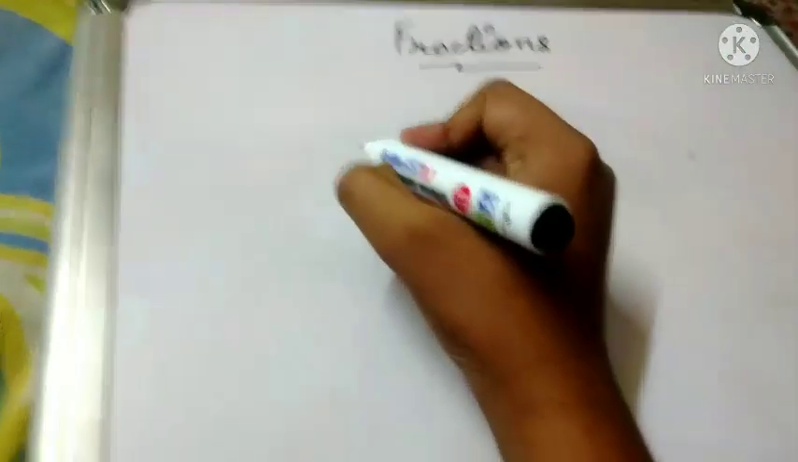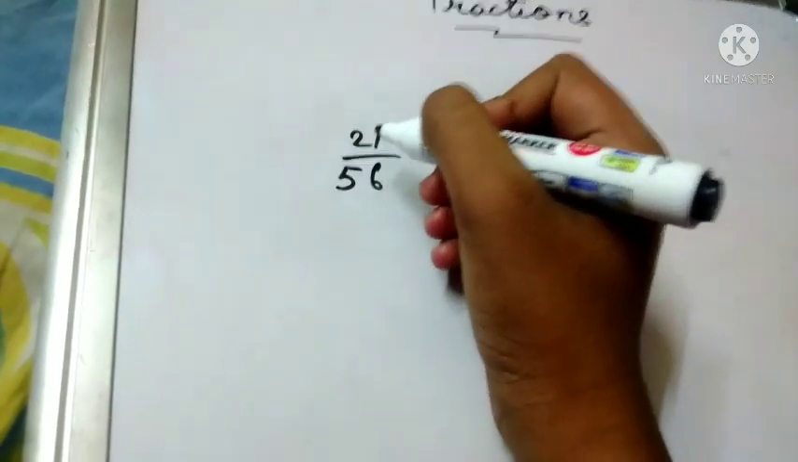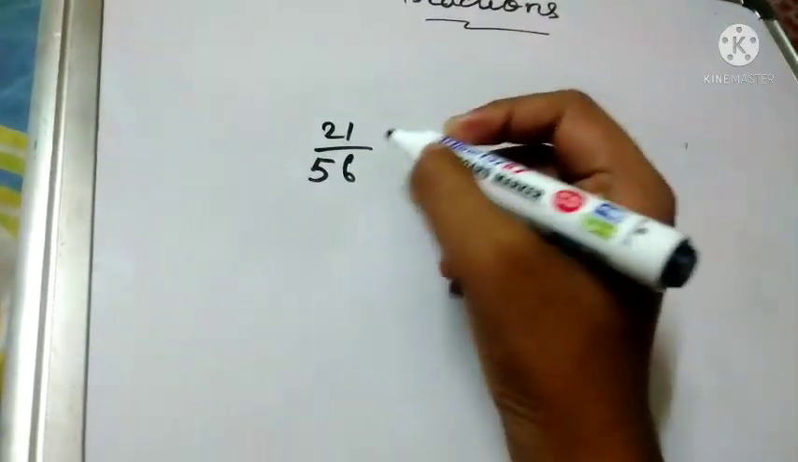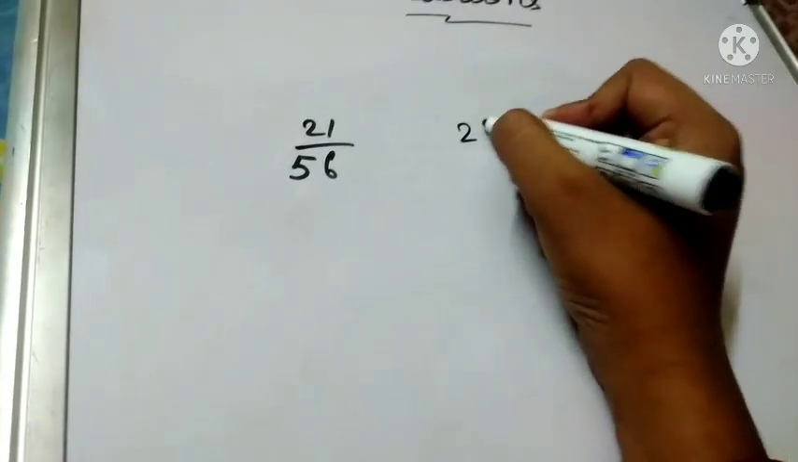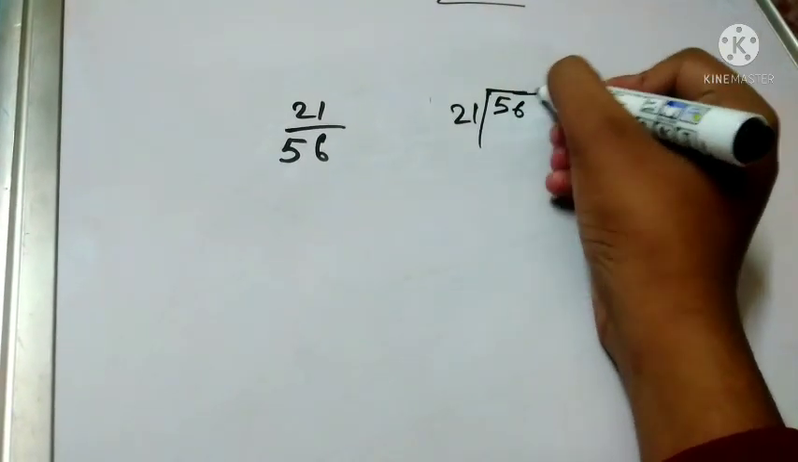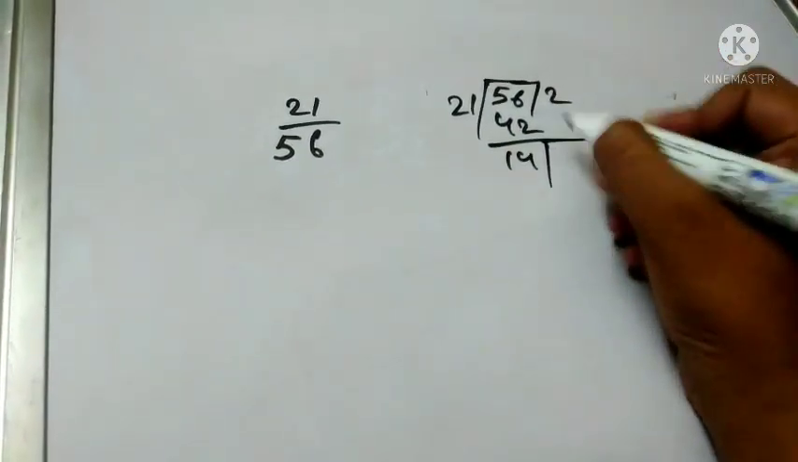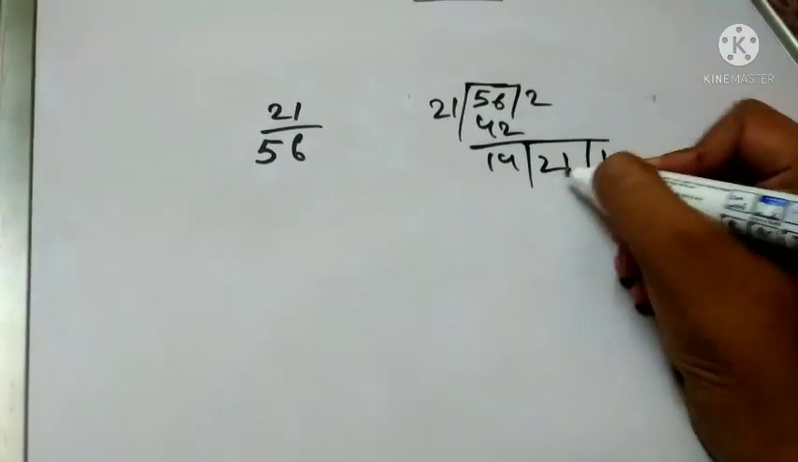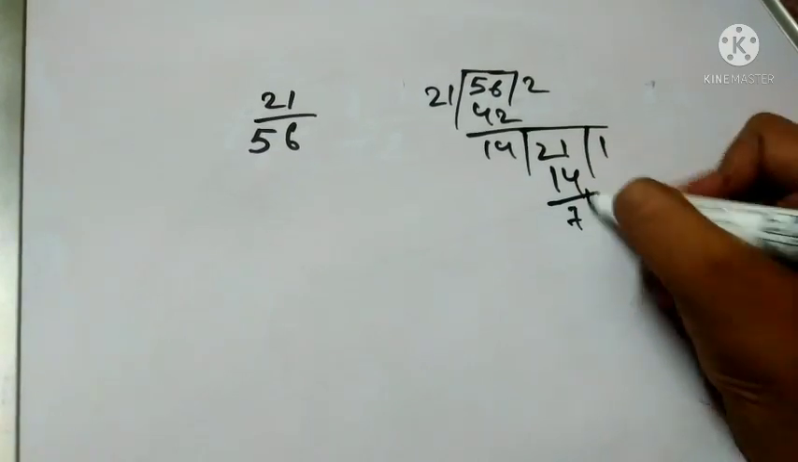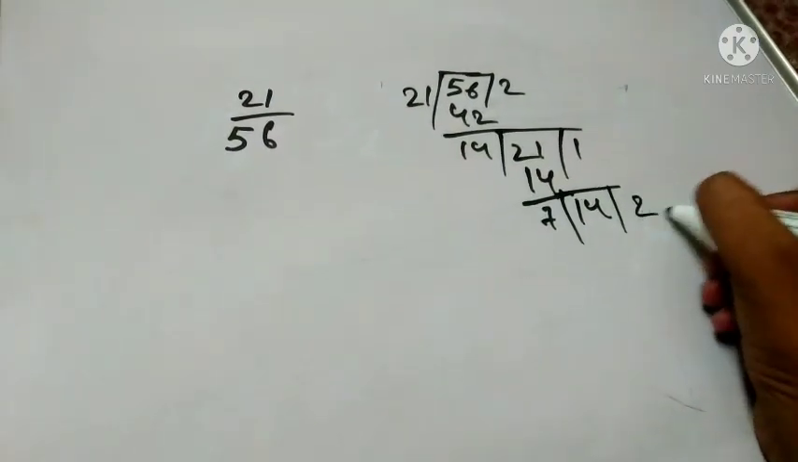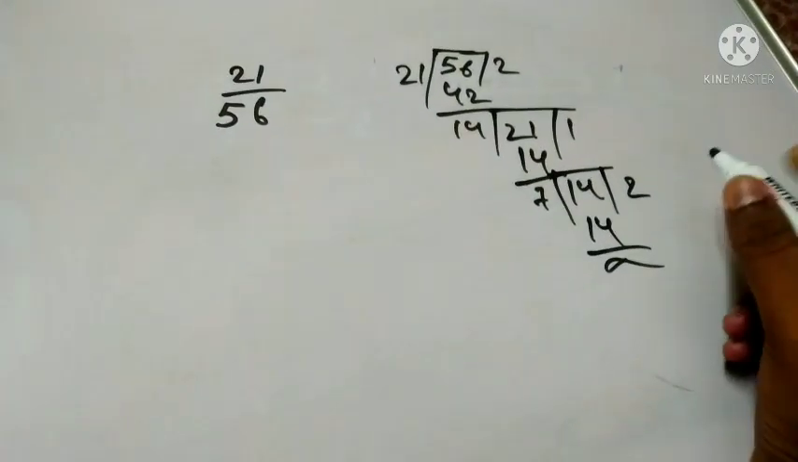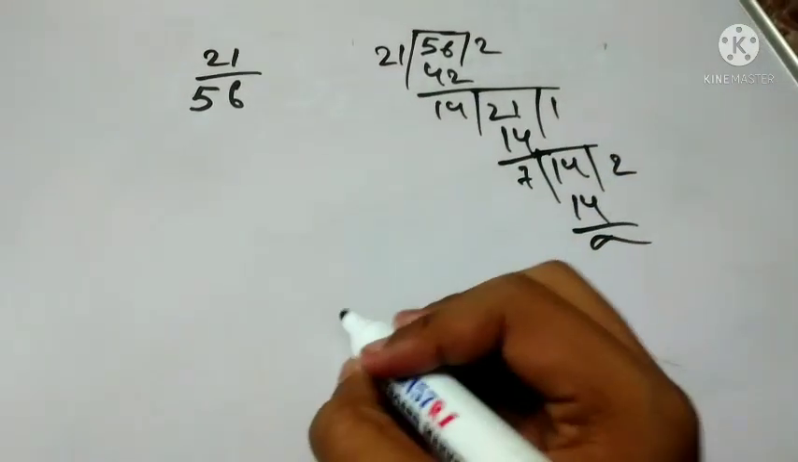So now we have to take this fraction, 21/56. We have to convert this one into its simplest form. For that we just have to find the HCF. 21 twos are 42, we get 14. We are just doing the HCF. 14 ones are 14, we get 7. So the HCF is 7.